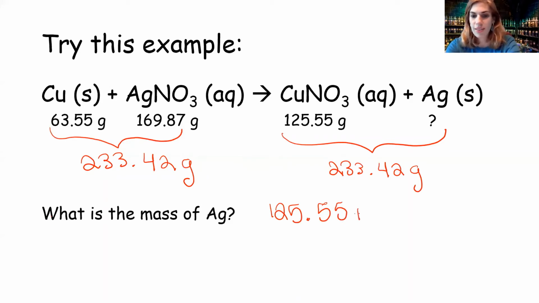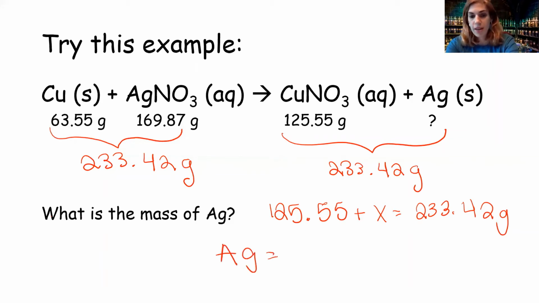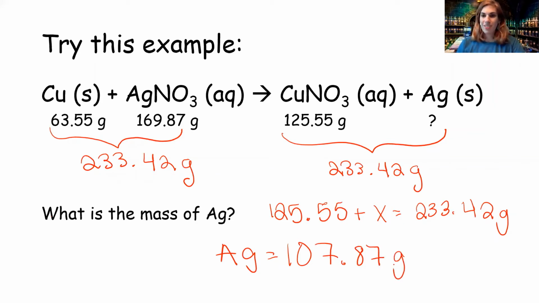So if I were to write this out, I can do my unknown mass and set that equal to my total mass. So I can then work backwards and solve for my unknown mass of silver. And when I do that, I end up with the mass of silver being 107.87 grams, which is the mass found on the periodic table. So we are correct.